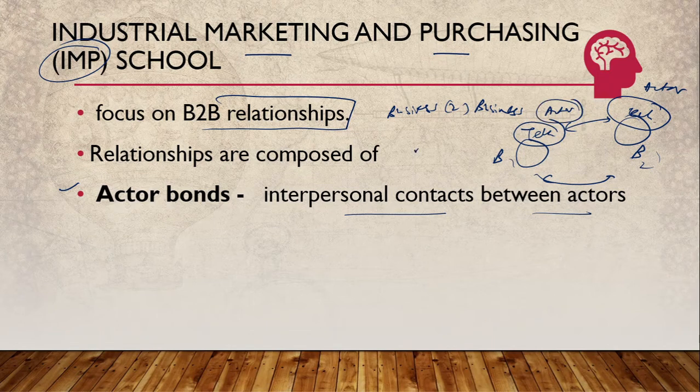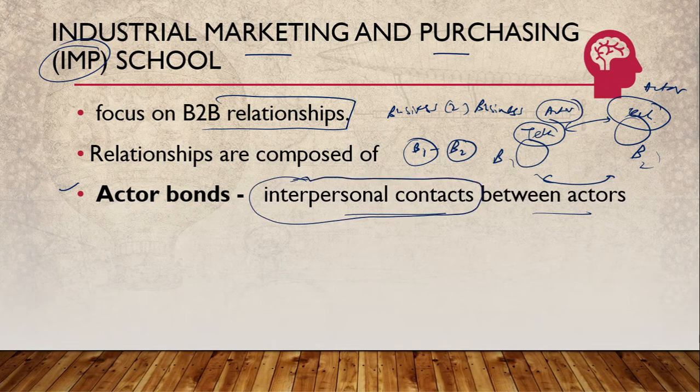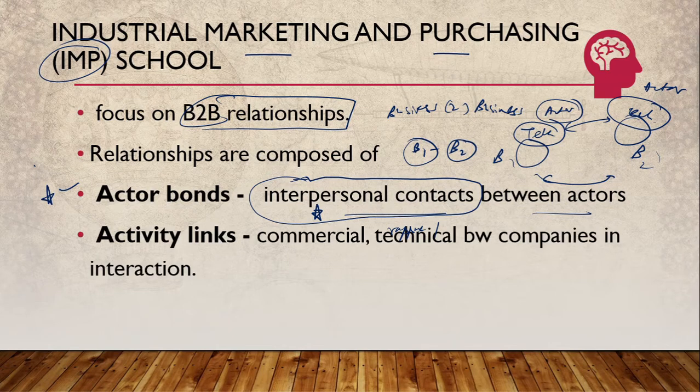When the technical department has a good interaction with the technical department of the other organization, then over a course of time they will tend to have interpersonal contacts. So this interpersonal contact is essential. They should have a good rapport developed and they should have a good understanding of each other. Only then will it lead to successful relationships. So this IMP school says that actor bonds are very essential.